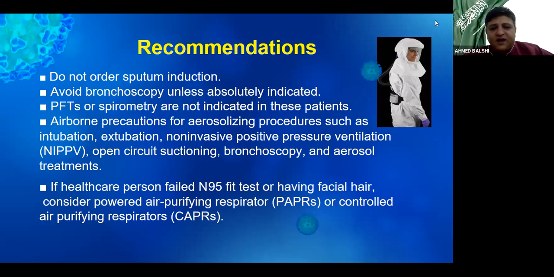You should have the fit test for the N95. If you fail this test because of facial hair, please consider the powered air purifying respirators, PAPRs, which are shown here in the photo. This healthcare worker is wearing the PAPR.